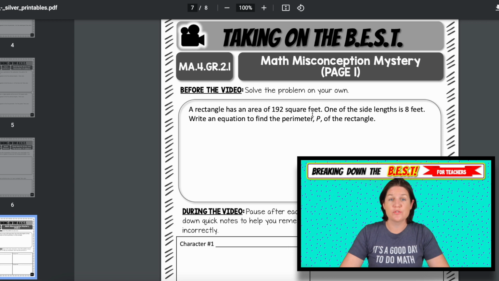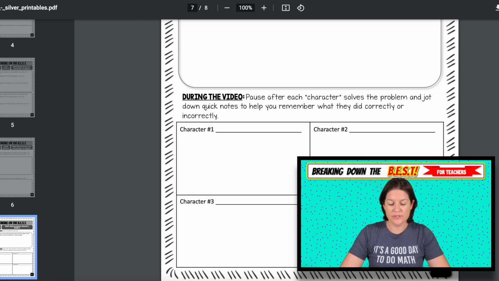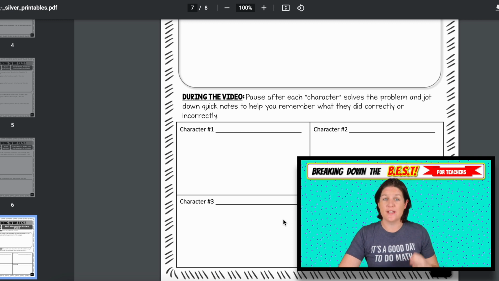First, I'll instruct your students to solve this either on their own or in a small group. And then after they solve it, they will watch as 4 other characters solve the same problem. 3 of the characters are going to make a mistake and only 1 character solves it correctly. And these characters are just me dressed up in silly costumes.